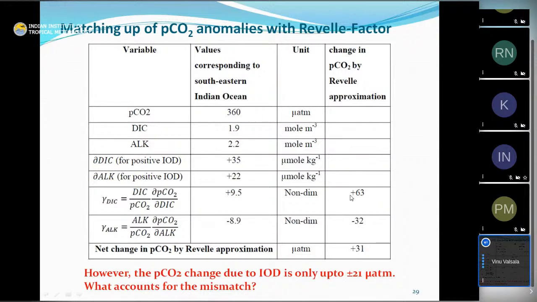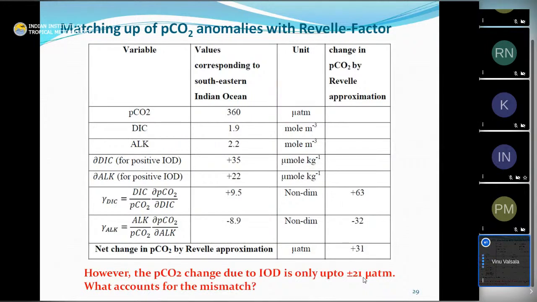I told you, when alkalinity increases, PCO2 decreases. When DIC increases, PCO2 increases. So there is an opposite polarity of tendency for PCO2 due to DIC and alkalinity. So the net change we expect is plus or minus 31 microatmosphere. However, the PCO2 change due to the IOD maximum is coming only up to plus or minus 20. So around 10 microatmosphere is unaccounted for by the simplistic Revelle factor thought experiment.